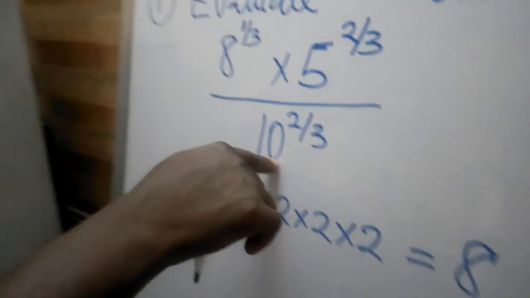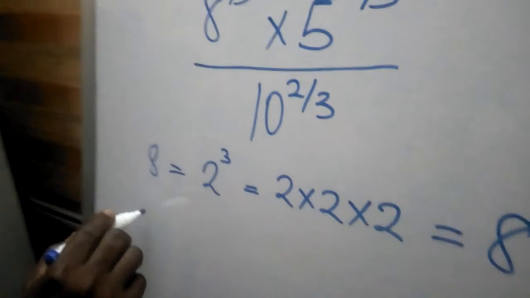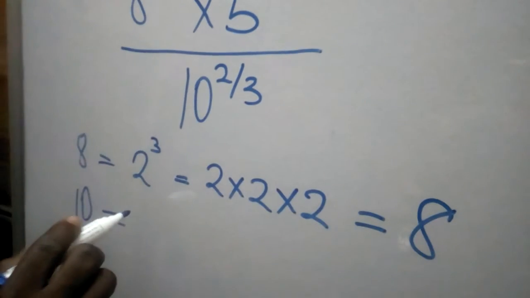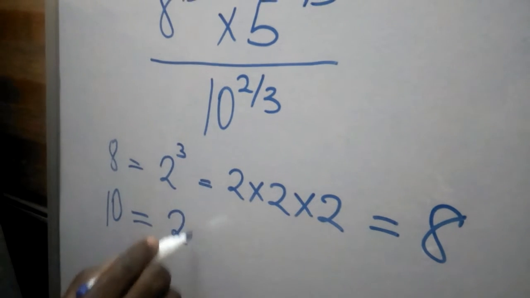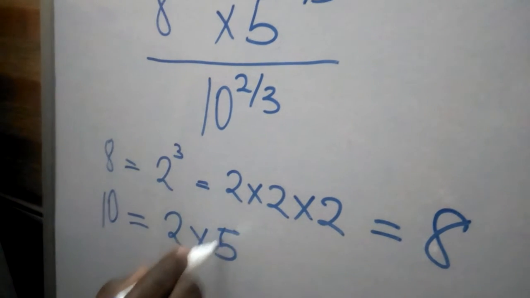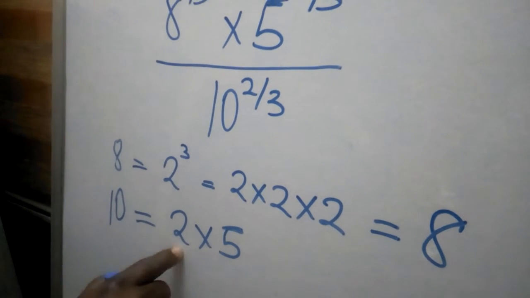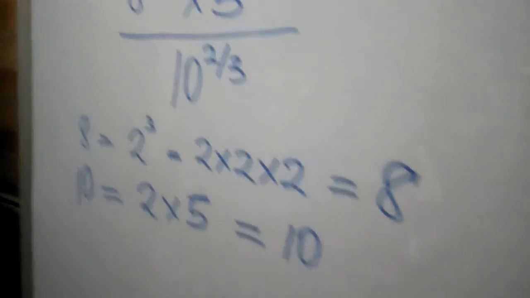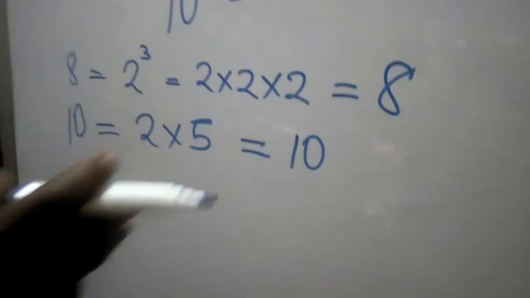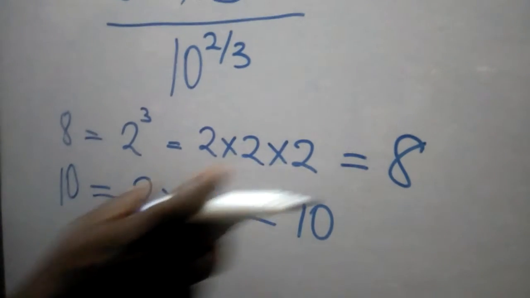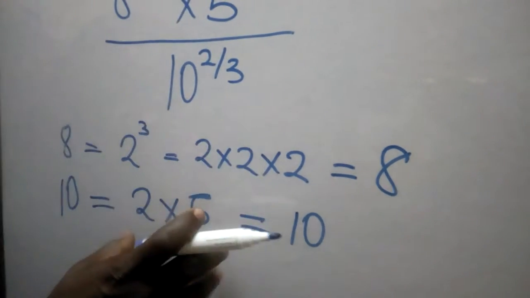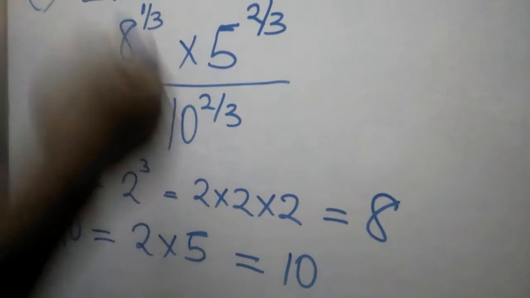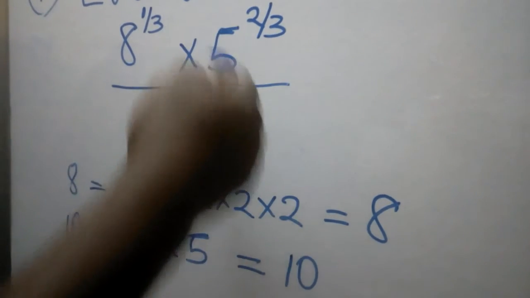So also 10 here could be expressed as what? It could be expressed as 2 times 5. 2 times 5 will give you what? 10. So having known this, you can put these factors of 8 and 10 into the mathematical equation so that you will have all bases the same.